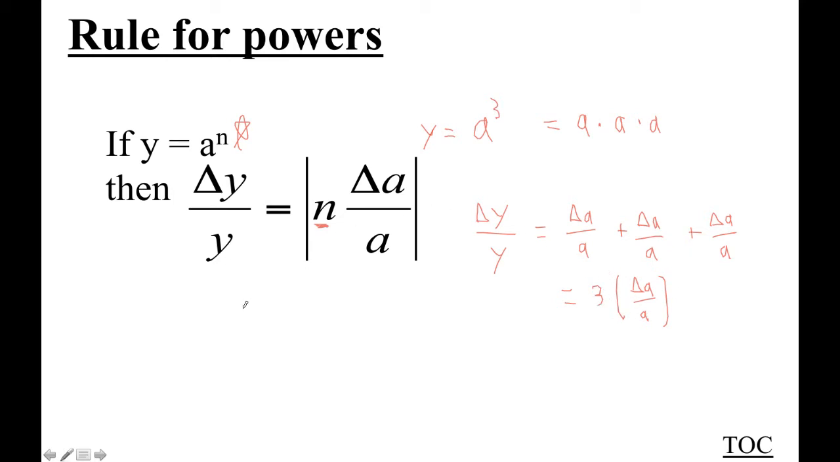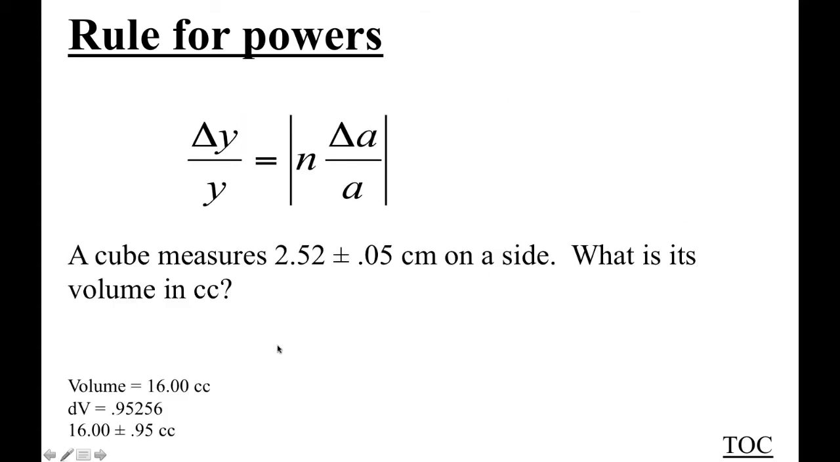And in reality, what we're doing when we do all this stuff is we're taking something called a partial derivative. Okay, let me do an example of this for you. A cube measures 2.52 plus or minus 0.05 centimeters on a side. What is its volume in cubic centimeters? Well, we're going to do exactly the same thing, right? So step one, find the answer.